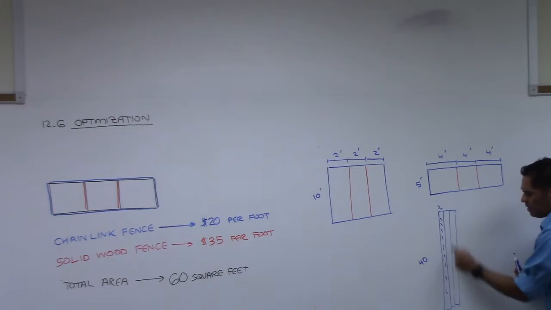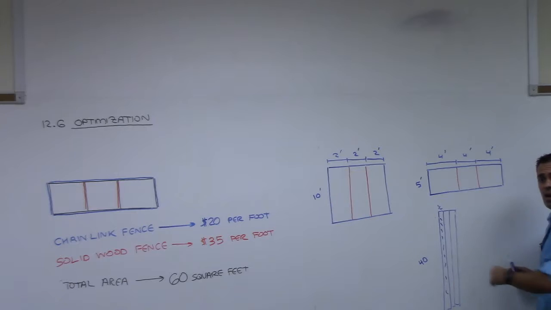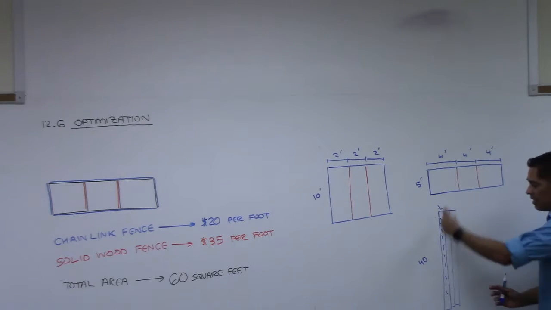40, right? 40, another 40, another. So I need 4 40s. 1, 2, 3, 4. I need 4 40s, right? That's 160 feet of fence already, just to get these.